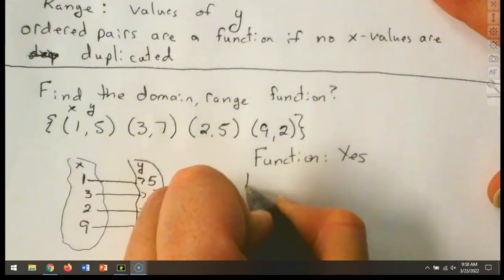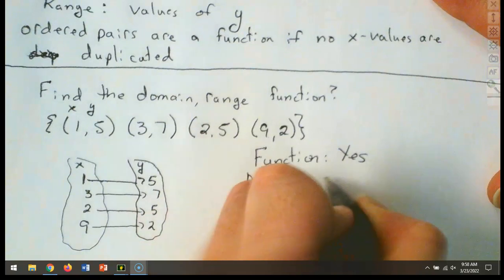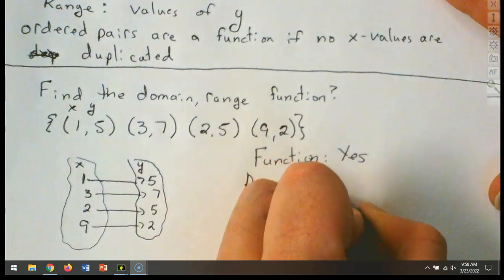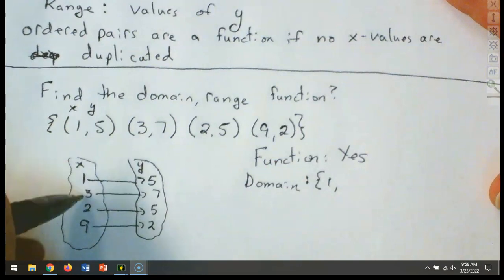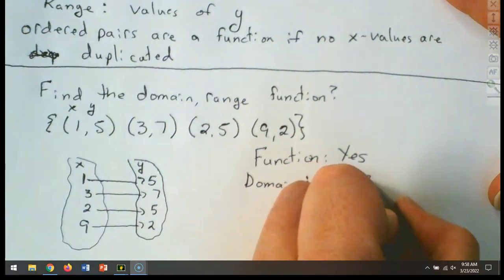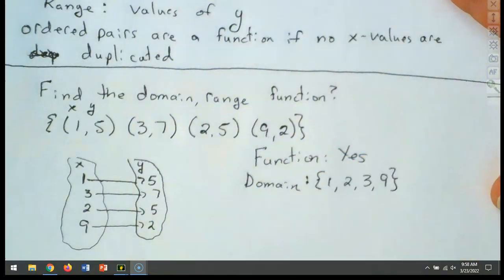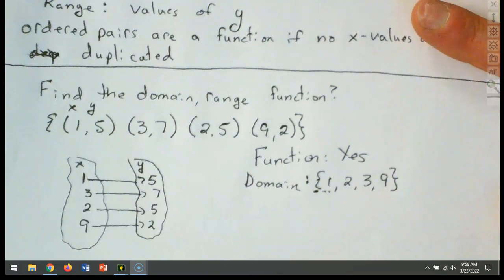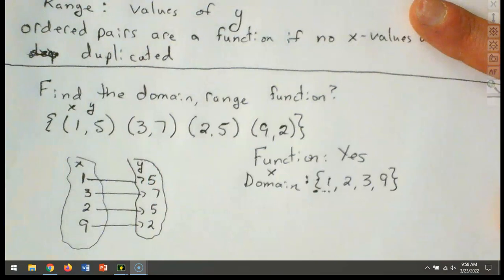Now let's find the domain. Normally when I list the domain out, I usually start with the smallest value of x, and I go up. And if they're duplicated, I just list them once. So let's start with the smallest value. We have a 1, and this is your domain right here. So we've got a 1, we've got a 2, a 3, and a 9. I used curly brackets, and then I just wrote them from the smallest number up to the largest. And that is your domain. Domain, again, is x.